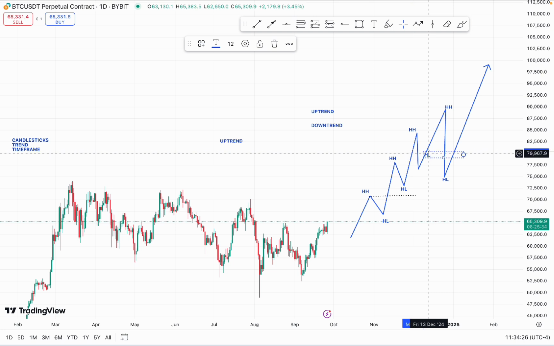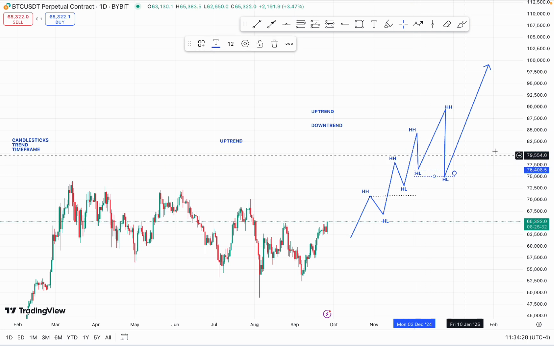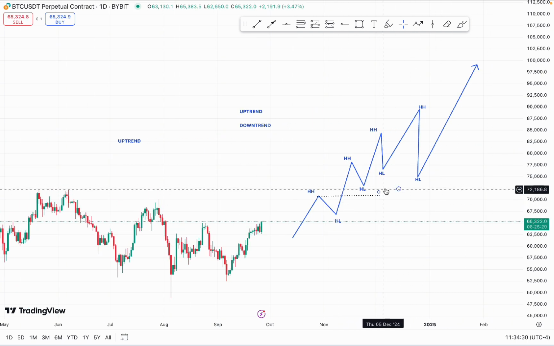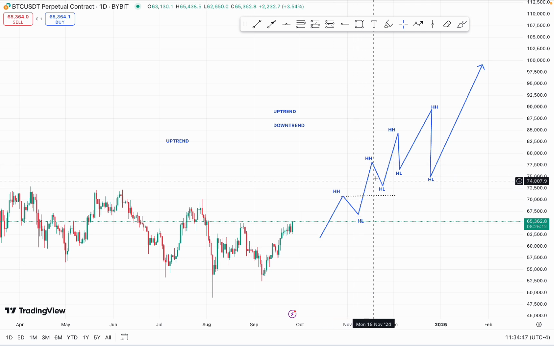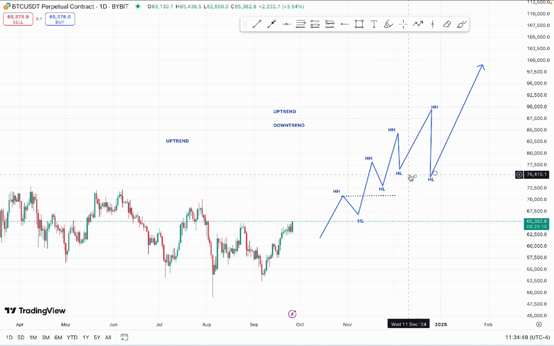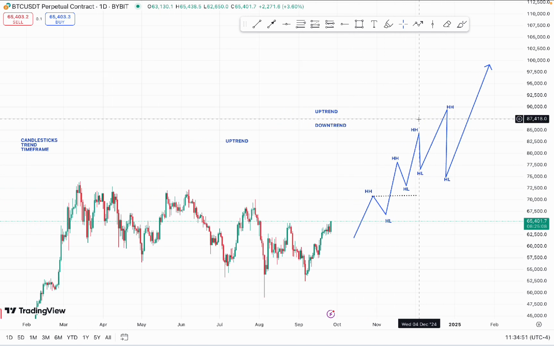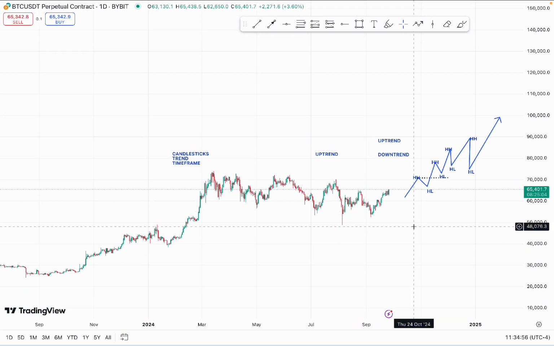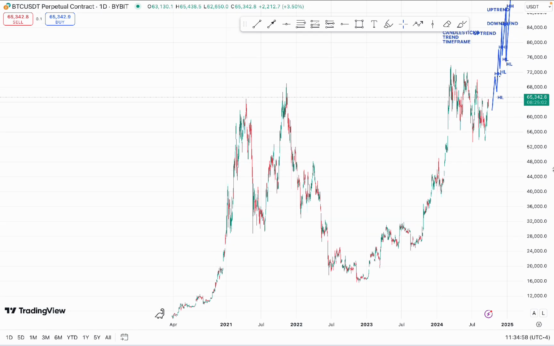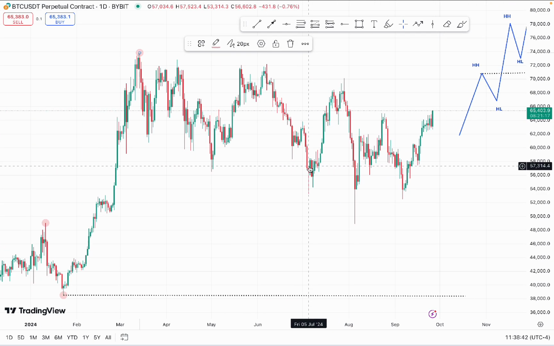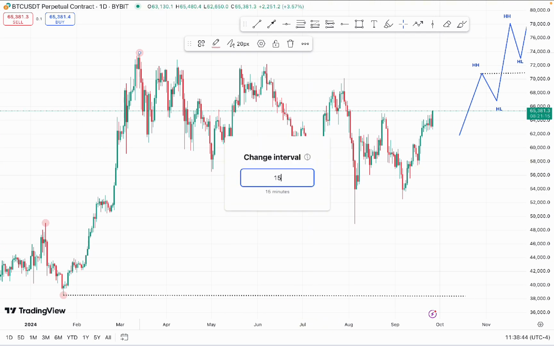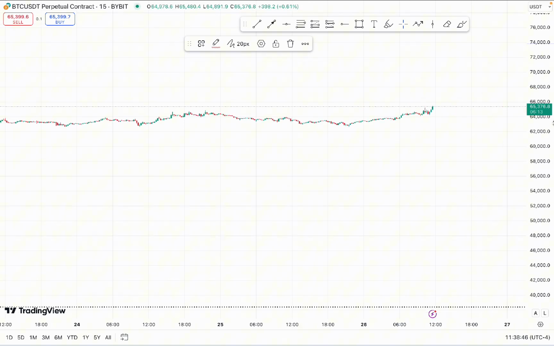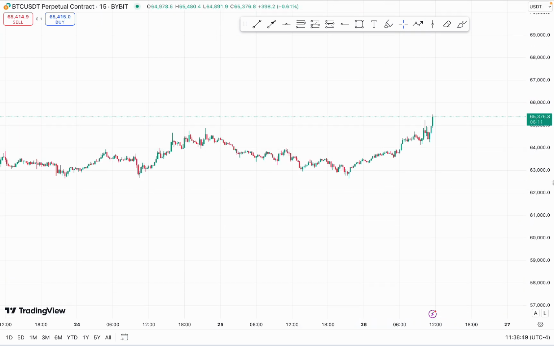I know this is not perfect, but I just want you guys to understand what it means to have an uptrend, with a lot of higher highs, higher lows, higher highs, higher lows. That is an uptrend. Then I would like to show you an example. Let me look at a 15 minutes time frame, a lower time frame, so you guys can get a better picture of what it means.